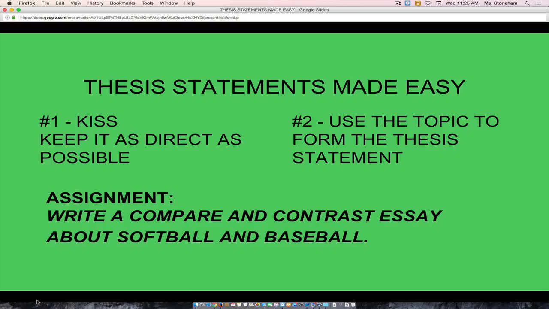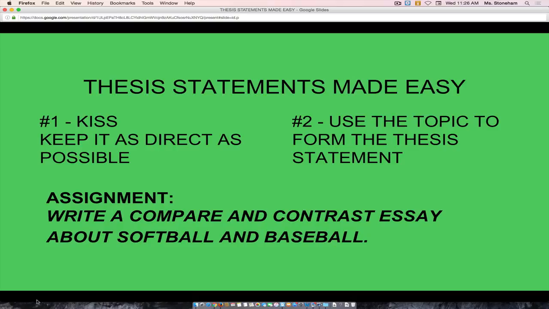Keep it as direct as possible. So the best thesis statements are just saying it. And for me, that's the best thesis statement. So the shortest possible way we can say what we're going to say in the thesis statement is the most effective way to do it. Does that make sense? And then what we do is we use the topic to form the thesis statement.